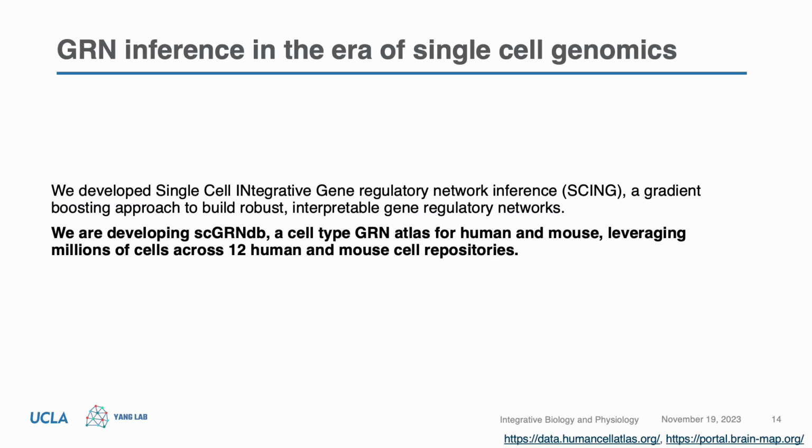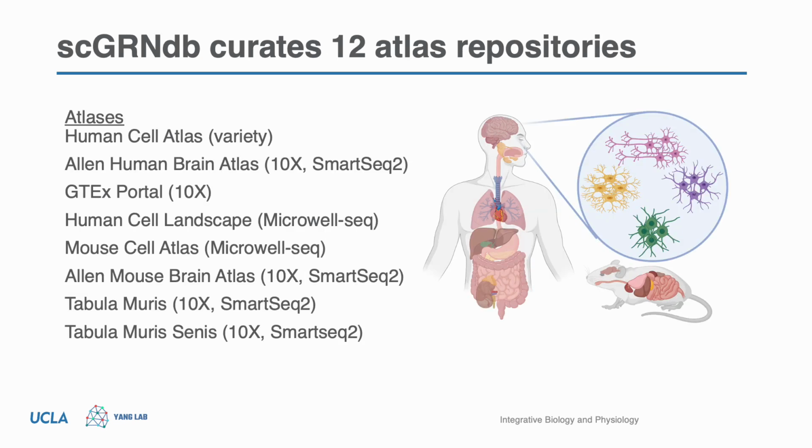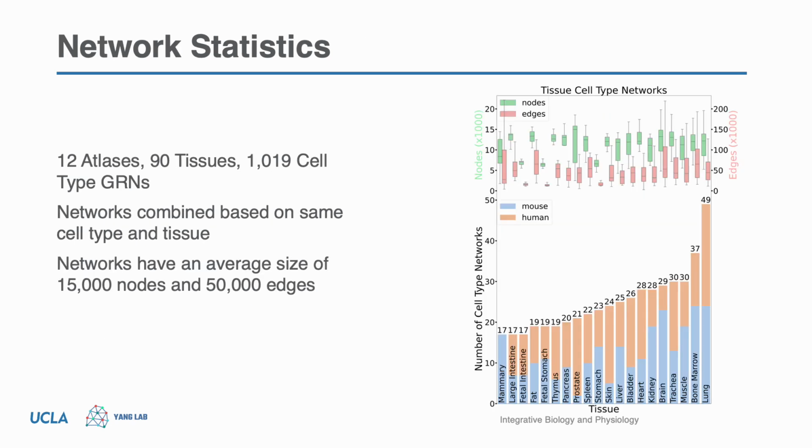So with this algorithm, we're applying it to many cell types and single-cell RNA sequencing data sets from many human and mouse atlas repositories. Here's a list of the atlases that we have been using, and we are continuing to add databases as we go. So far, we have 1,019 unique cell-type GRNs across 90 tissues and 2 species. These networks have an average size of about 15,000 nodes and 50,000 edges.